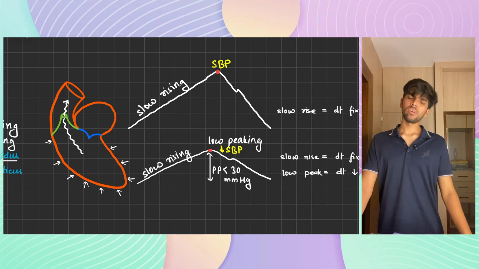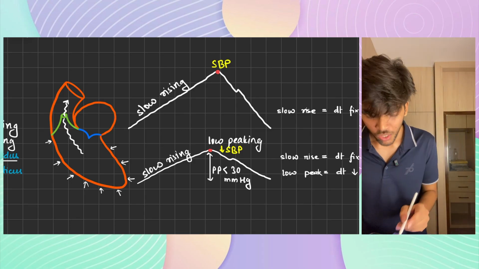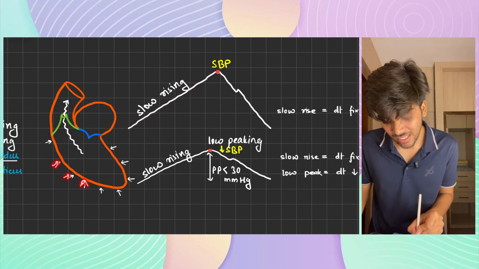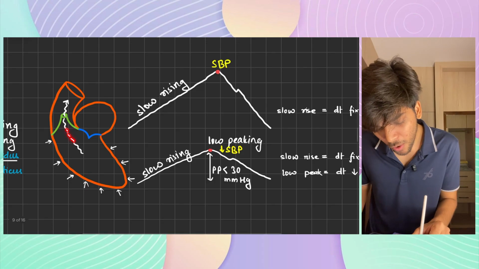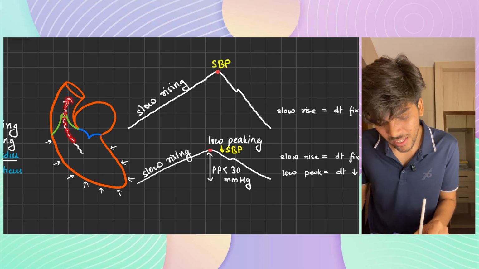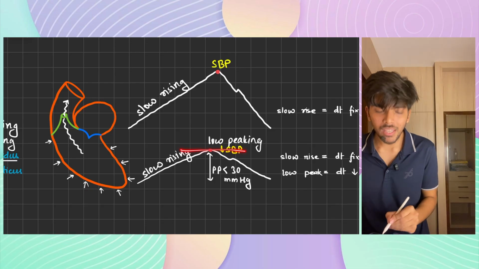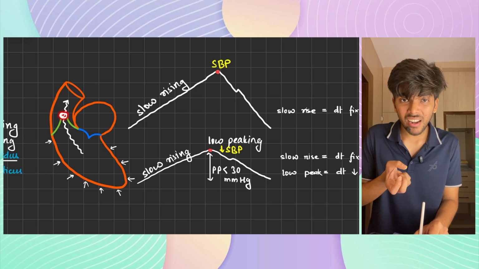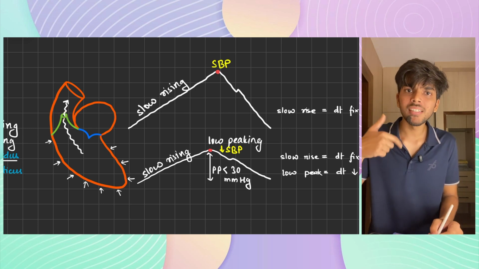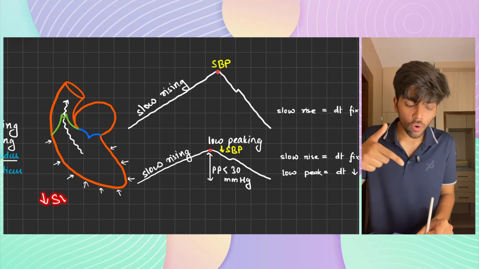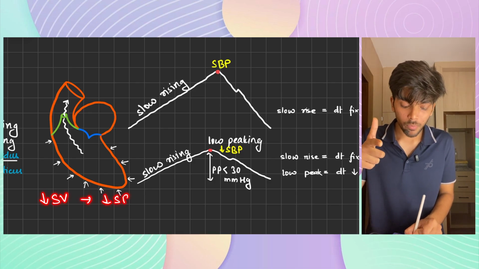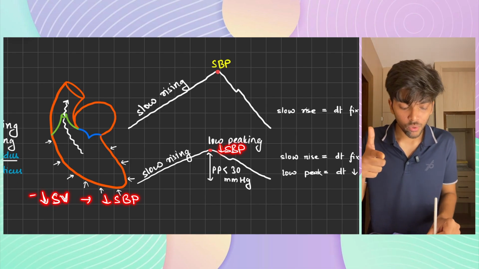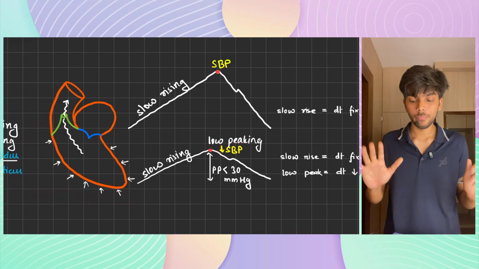Now, why slow rising? Why low peaking? Let's understand. You get a slow rising pulse because with each contraction, the ejection of volume of blood is very slow because there is obstruction. And you get a low peaking pulse because there is obstruction. So with each contraction, only small volume of blood gets ejected out. That means there is decrease in stroke volume and a decrease in systolic blood pressure. See, decrease in systolic blood pressure because there is decrease in stroke volume due to fixed obstruction present right here.